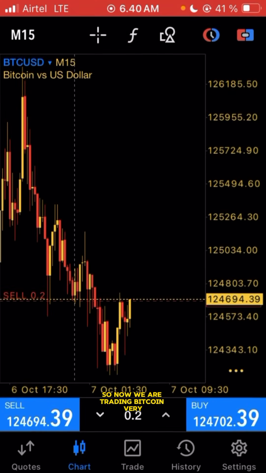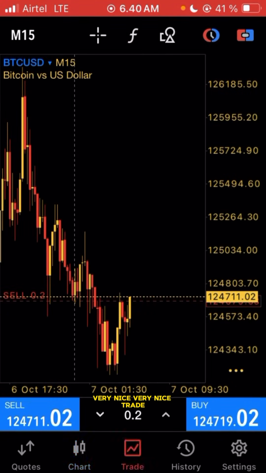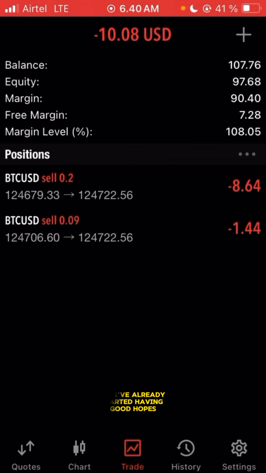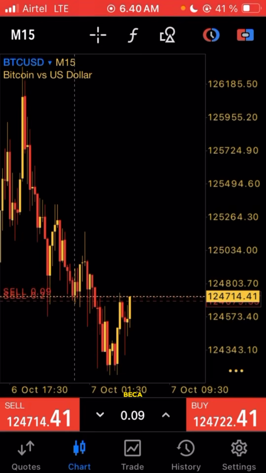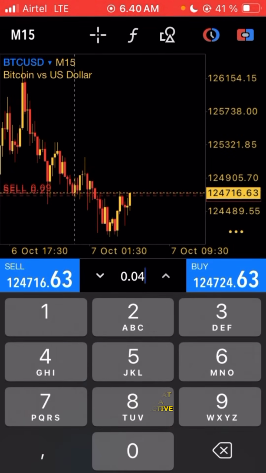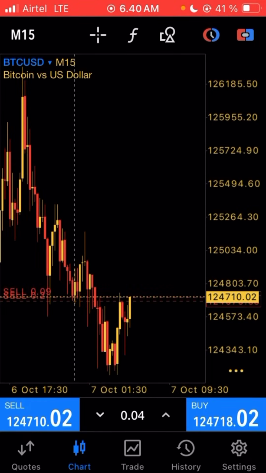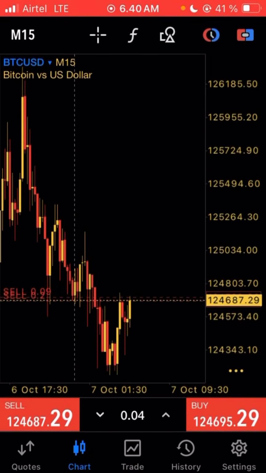So now we are trading Bitcoin. Very, very nice trade. This is a very, very nice setup. I've not even taken the trade yet, but I've already started having good hopes, because looking at this alone, even a beginner can tell that this is supposed to be a sell.